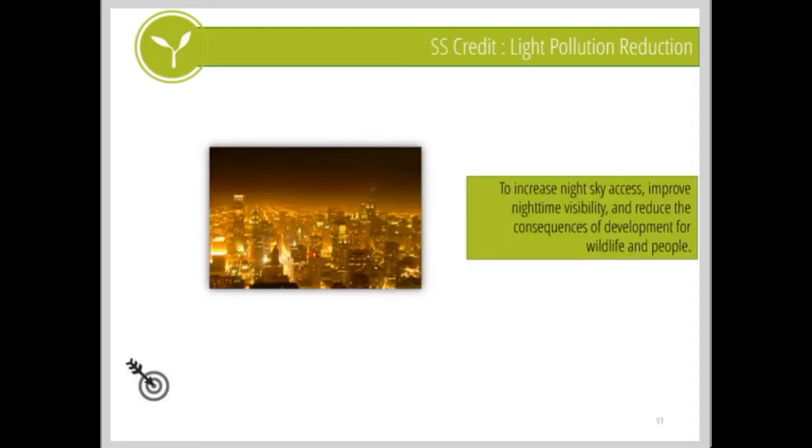Artificial exterior lighting not only provides us safety and comfort, but it enables us to productively use more hours of the day. If done correctly, exterior lighting offers safety, security, building identification, aesthetics, and a way of finding where we're going. However, poor lighting design causes light pollution. This credit's intent is to increase night sky access, improve nighttime visibility, and reduce the consequences of development for wildlife and people.